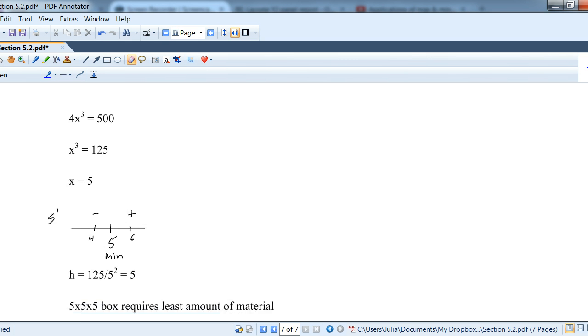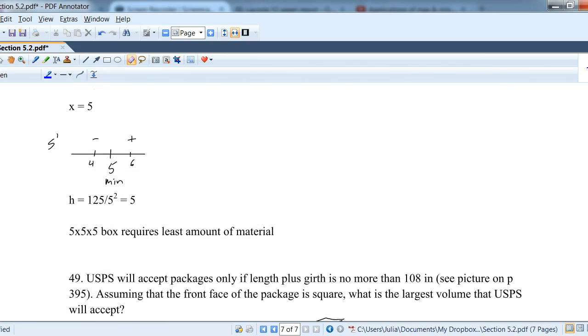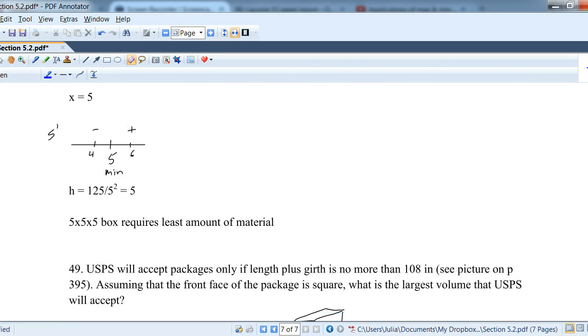And so what are the dimensions that give us that minimum? We know x is 5, and we can plug in for the h to find the height. It also happens to be 5. So 5 by 5 by 5, it actually is a square box, requires the least amount of material. So that's just applying area and perimeter all over again, just in 3 dimensions.